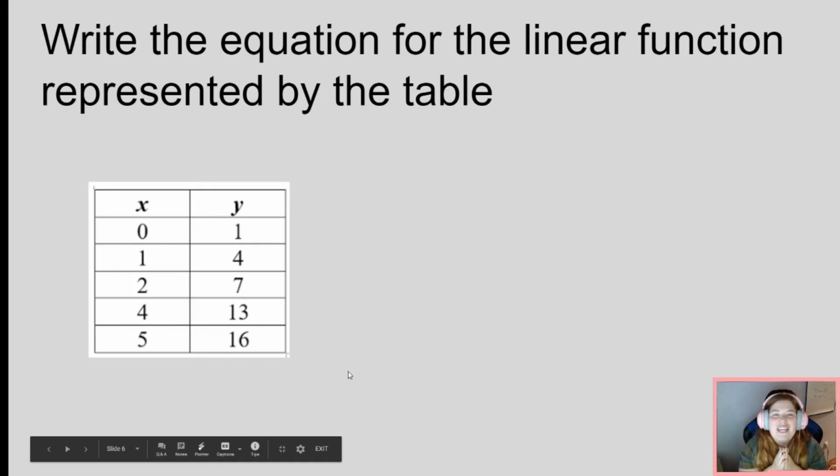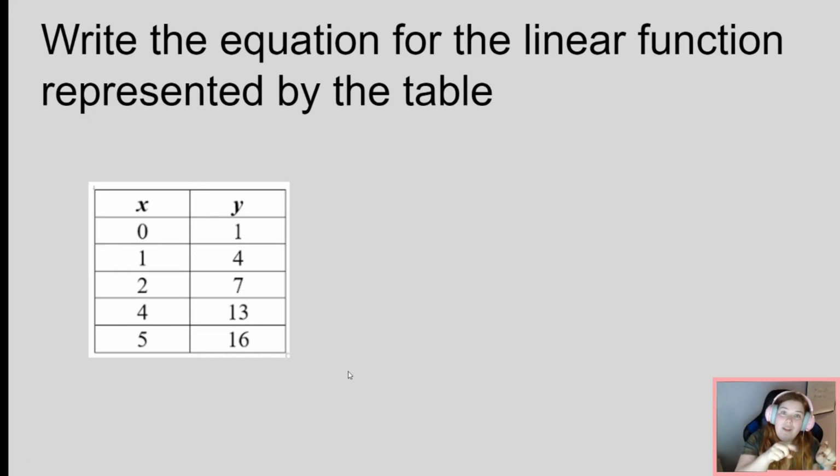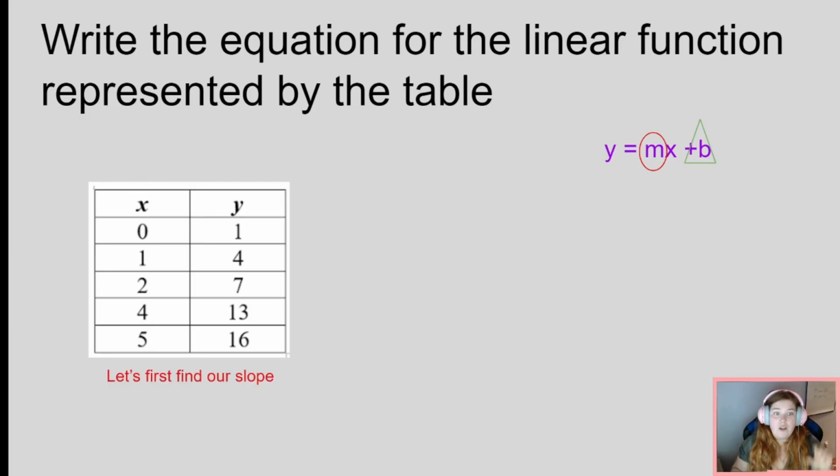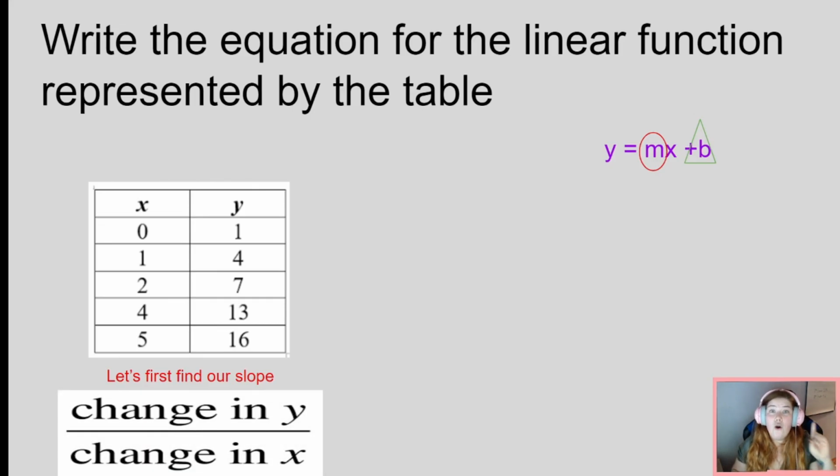Write the equation for the linear function represented by this table. So we have a table, and the first thing we want to do is remember, we're writing the equation in y equals mx plus b form. Remember, m is slope because there's slopes on a mountain, and b is your y-intercept because it's the beginning point. The first thing I'm going to ask you to do is find the slope of this table. So I want us to look at this table and find the pattern in the y and the x. Remember, slope is change in y over change in x. So I start with the y because it goes on top of my fraction.